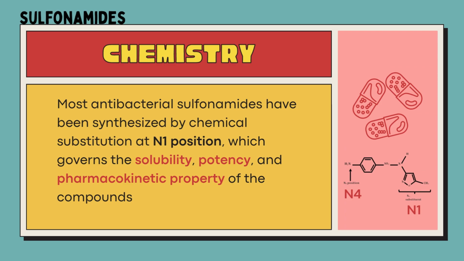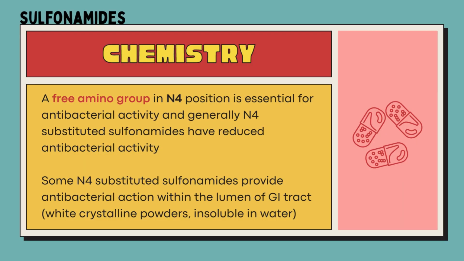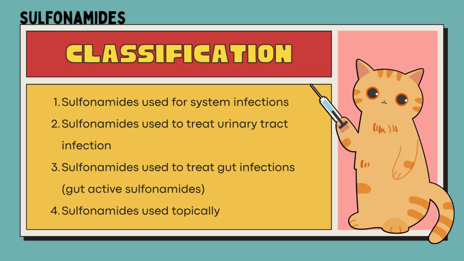The individual members differ in the nature of N1 substitution, which governs the solubility, potency, and pharmacokinetic property of the compounds. A free amino group in the N4 position is essential for antibacterial activity, and generally N4 substituted sulfonamides have reduced antibacterial activity. However, certain N4 substituted sulfonamides provide antibacterial action within the lumen of the GI tract. They are white crystalline powders insoluble in water.